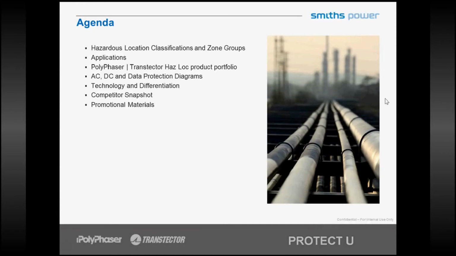We talk a lot about our applications, how our protection products fit into this market space for oil and gas, energy, transportation, and distribution. We take a close look at our Polyfailure and Transdector product portfolio. We look at how these products are applied in this market space, and we show the technology and differentiation that we're bringing to the table with our product set. Take a quick look at the competitor snapshot to understand how we are positioned in the market space.